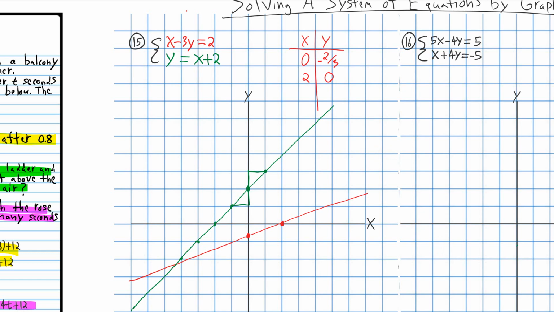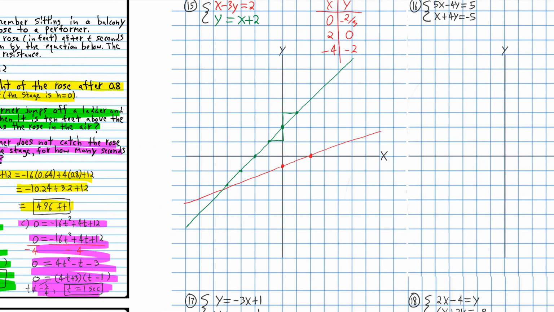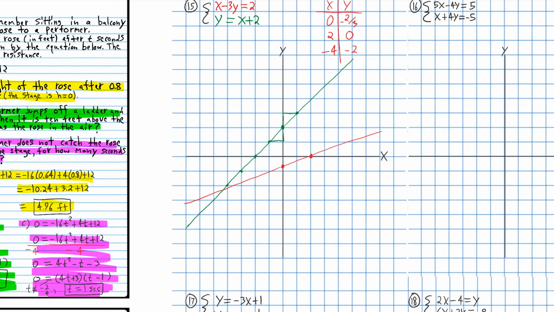I'm going to choose x equals negative 4, and then y would be negative 2. So let's try plotting that point. 1, 2, 3, 4, 1, 2. So it'd be right there. So there we go. That's more accurate.